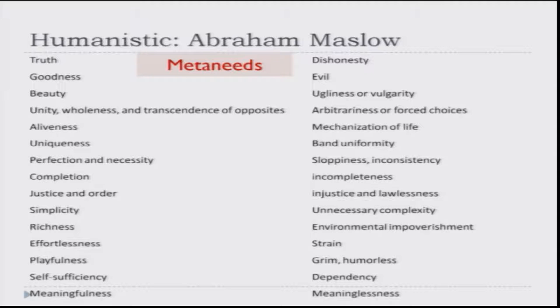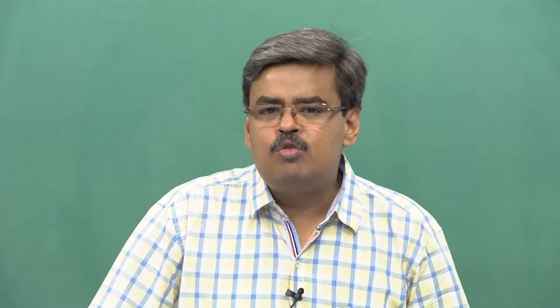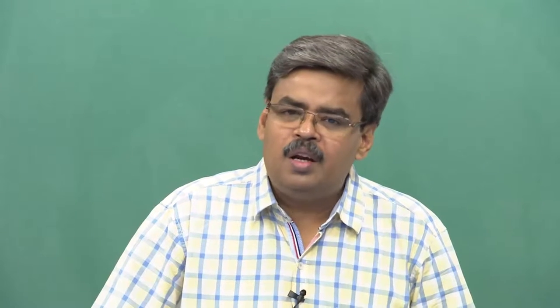And these meta needs, if you look at them, are extremely positively oriented: truth, goodness, beauty, unity, wholeness and transcendence of opposites, aliveness, uniqueness, perfection and necessity, completion, justice and order, simplicity, richness, effortlessness, playfulness, self-sufficiency, meaningfulness, all of them are positively toned. And therefore, when you try achieving these meta needs, it is the degree to which you are able to sustain them. So, how truthful are you? That would be the basic interpretation of these meta needs. And while you are trying to maintain a certain degree of truthfulness in you, you ensure that you are not going to be dishonest.